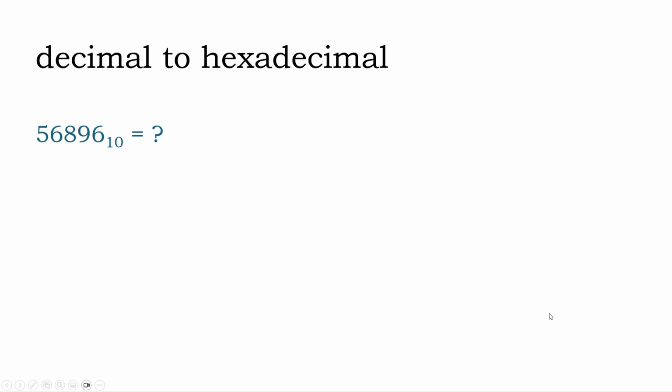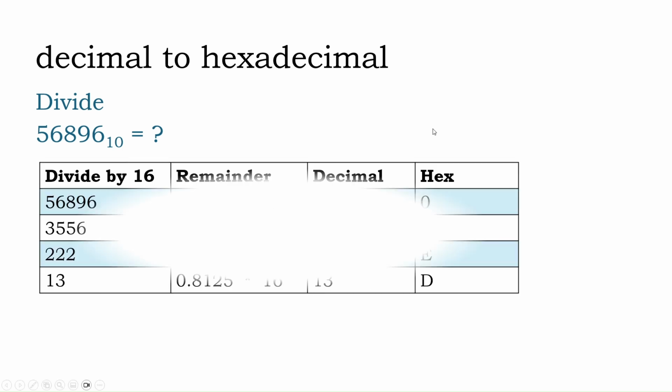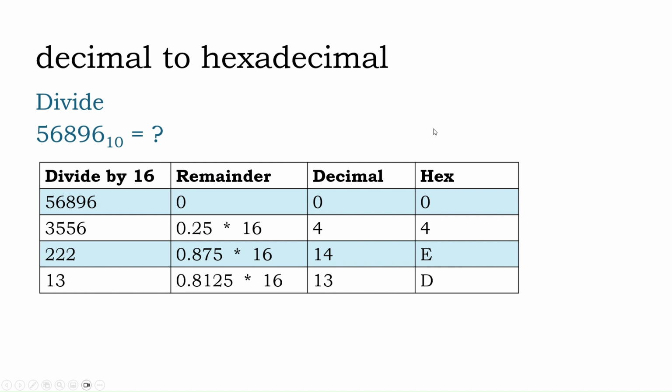Next, we're going to go from decimal to hexadecimal. Alright, so we divide on this one, and I made this table for it. So we divide by 16, because 16 is the base of the hexadecimal. So we take this number, 56896, and we divide it by 16.